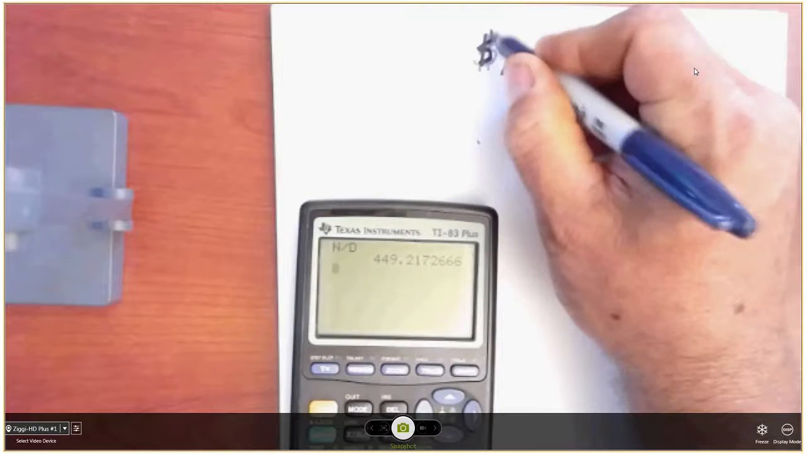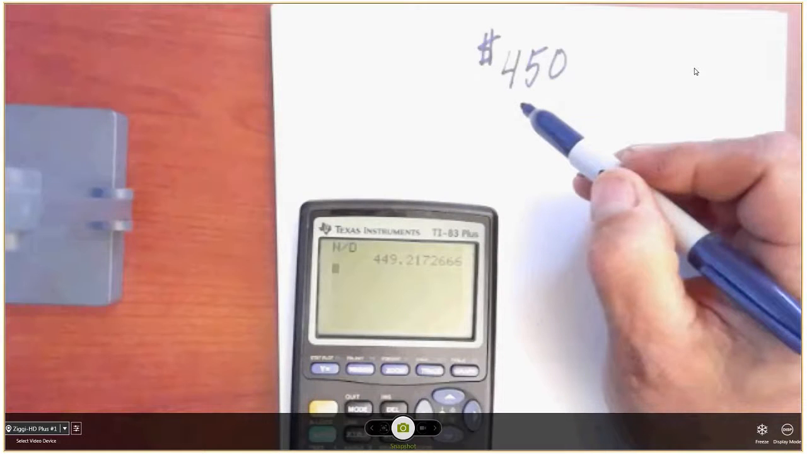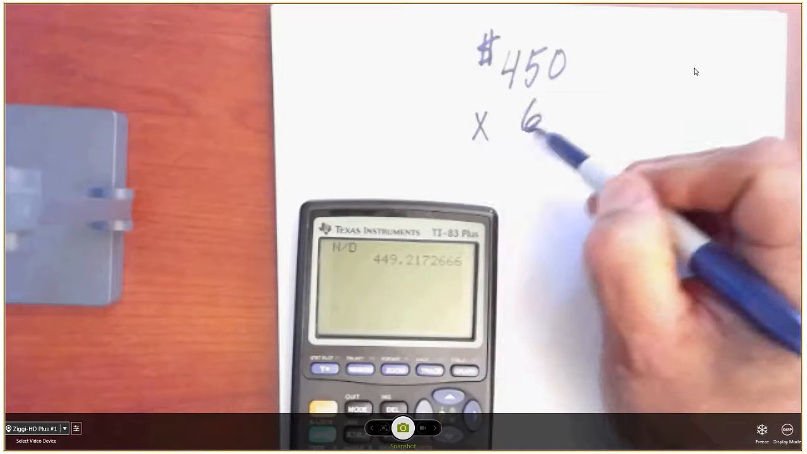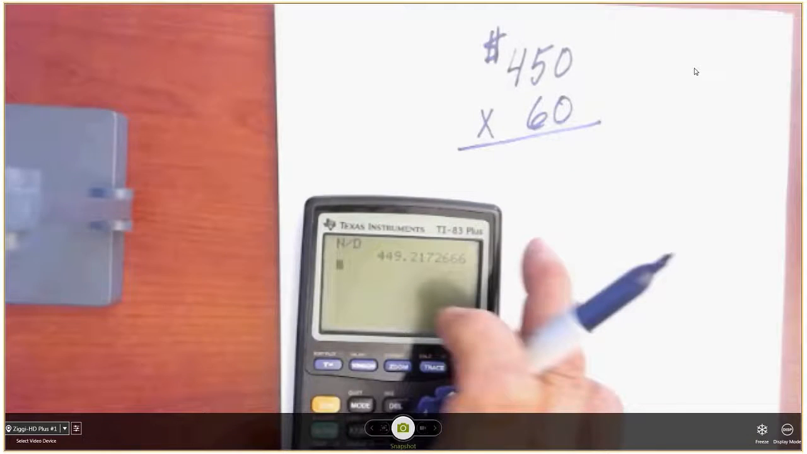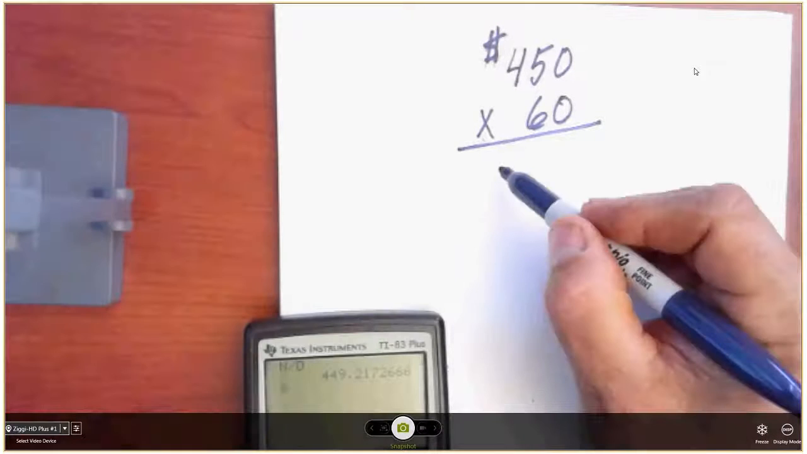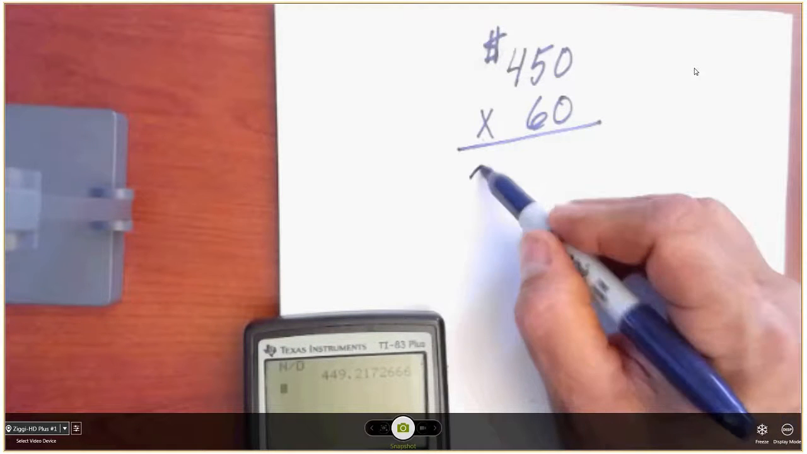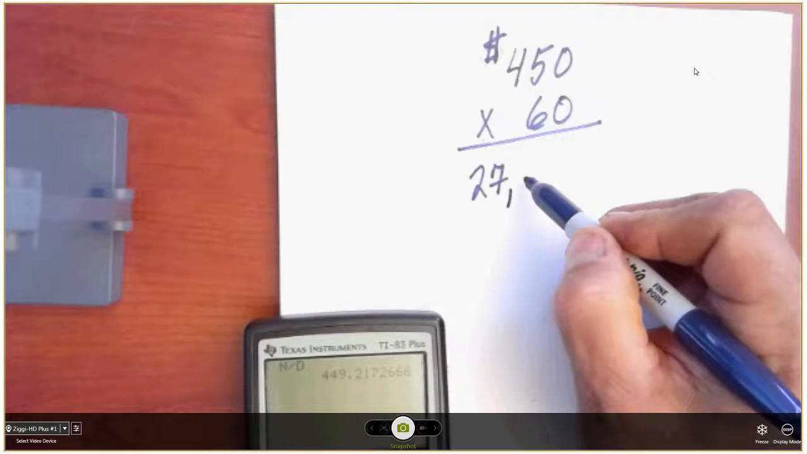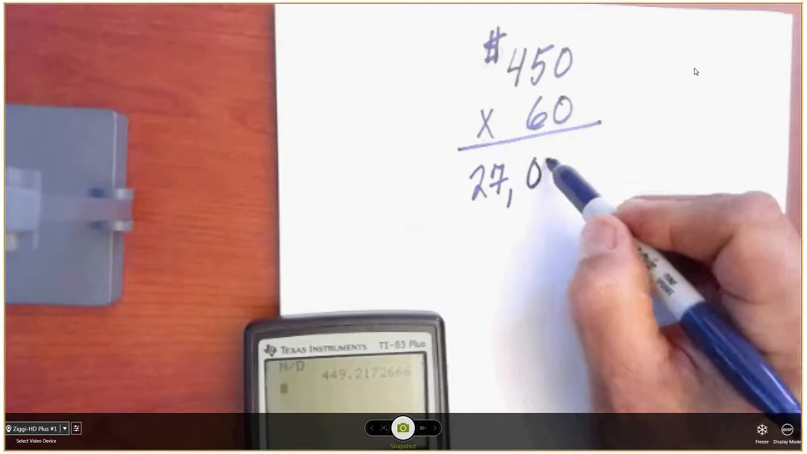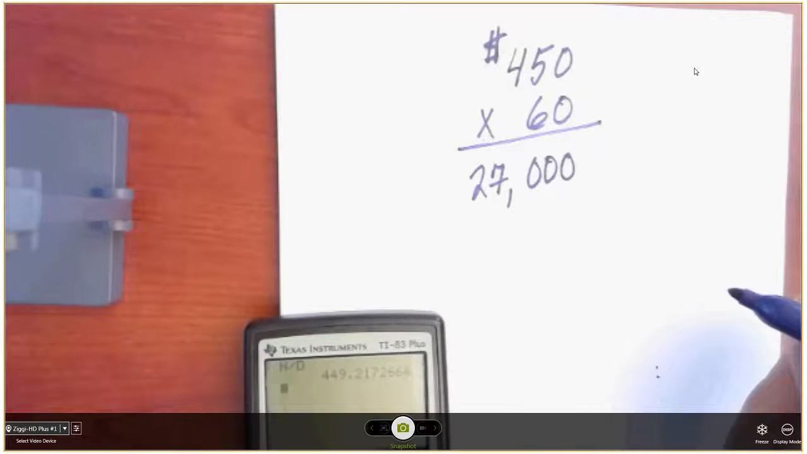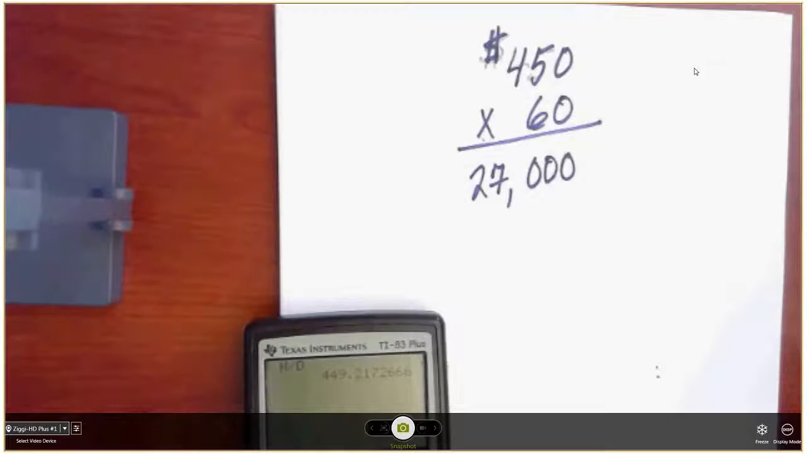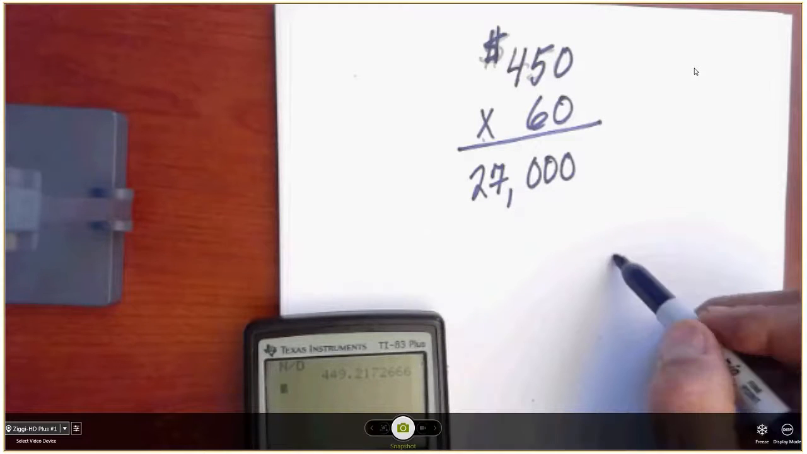Okay. $450. And how many months are we paying for this car? 60. Miss Roebuck, what does that come out to be? A lot. $27,000. You're paying $27,000. Now, I love you, and I don't want you to have to pay that, so we're going to extend it to 8 years instead of 7. So I want y'all to figure it for 8 years.